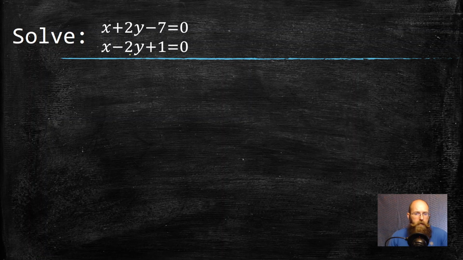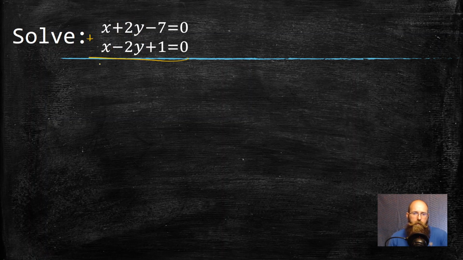Looks like everything's kind of in order. I like having my x's on top of x's, y's on top of y's, and so on. And if I look at this too, I have positive 2y and I have negative 2y. If I add those two things up, they're going to cancel as is. So I'm just going to add up this top equation with this bottom equation, and we'll see what we get here.